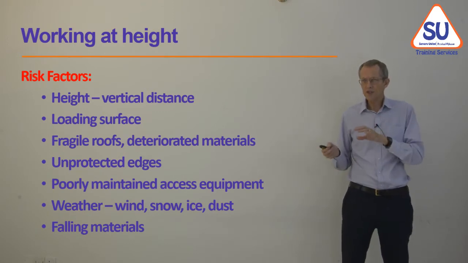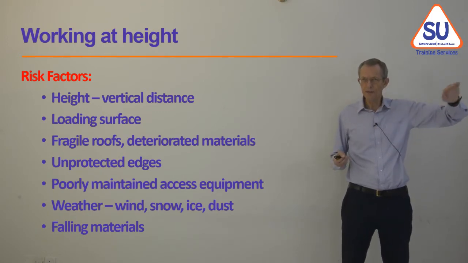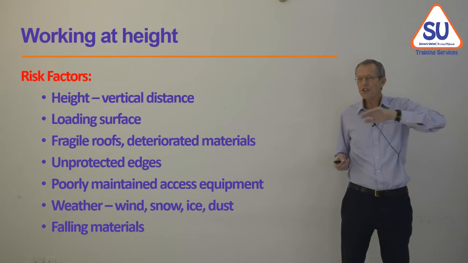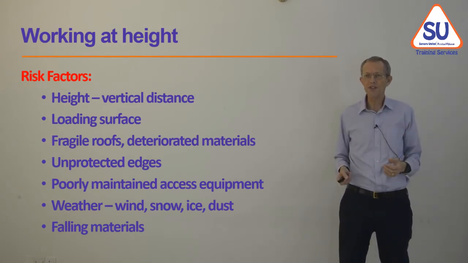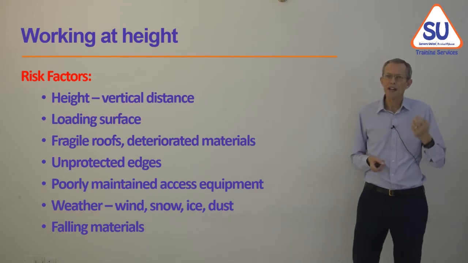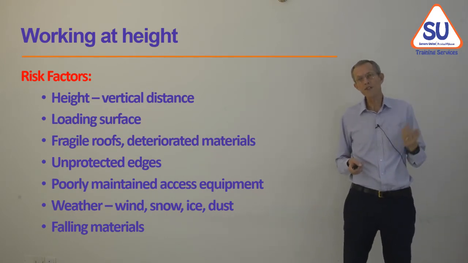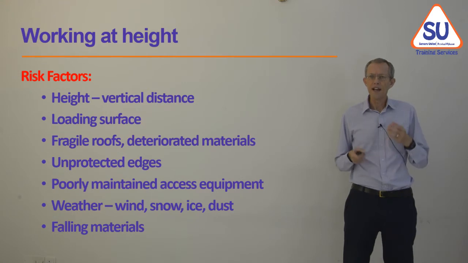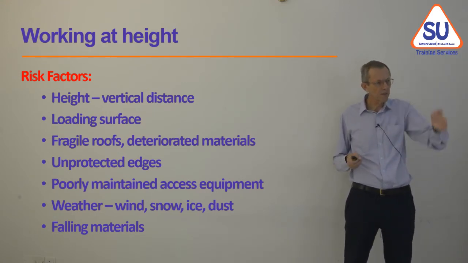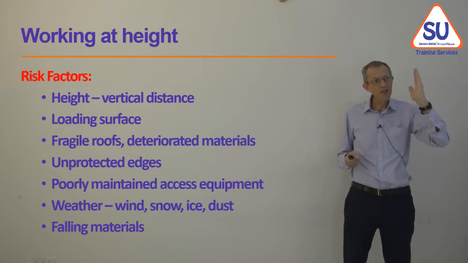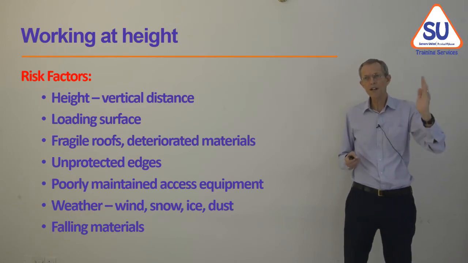Fragile roofs. I talked about those profile cement roofs. Over time, these lose their strength and become fragile. Fragile means easily broken. And you can fall through them, and people have done. Another risk factor is unprotected edges. So we have an edge, and then somebody could fall over the edge, so we put a handrail along that way to protect it.